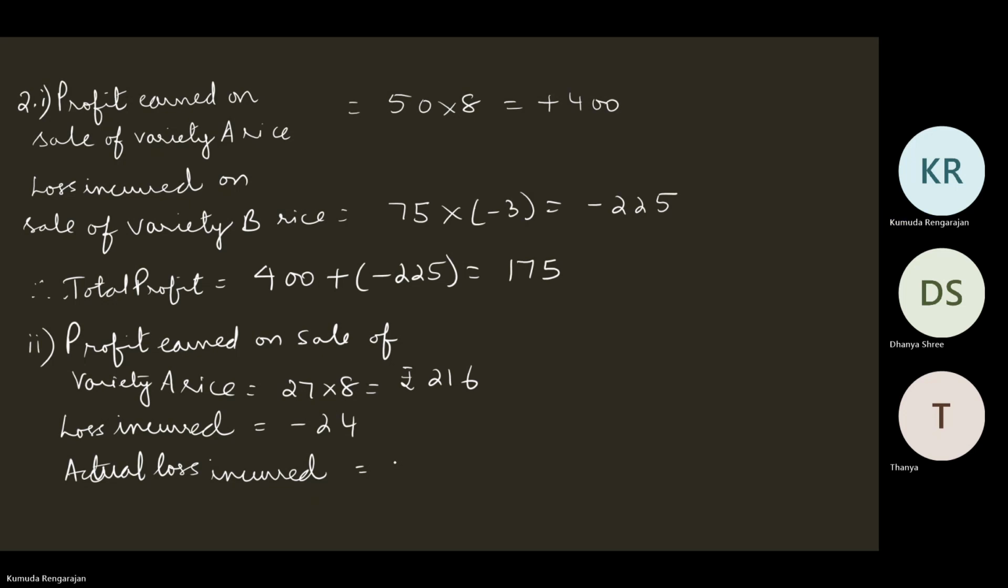Okay, ma'am, they ask what quantity of variety B is sold, right? Correct. That means in kgs you'll have to find.